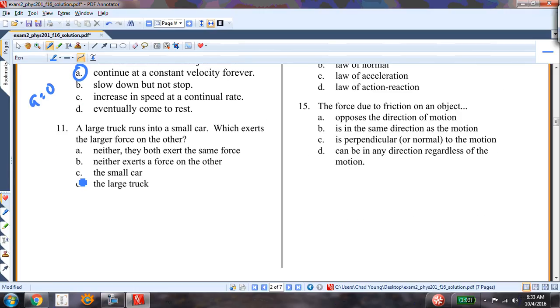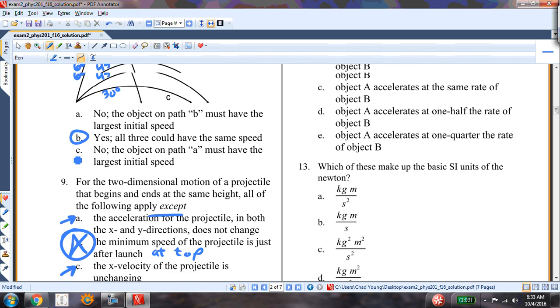A truck runs into a small car, which exerts a larger force? Well, because of Newton's third law, they both exert the same force.